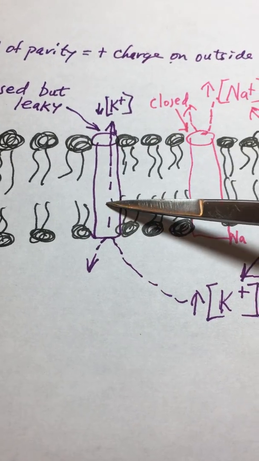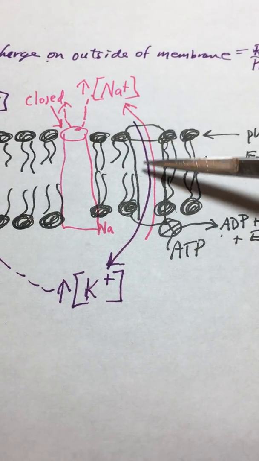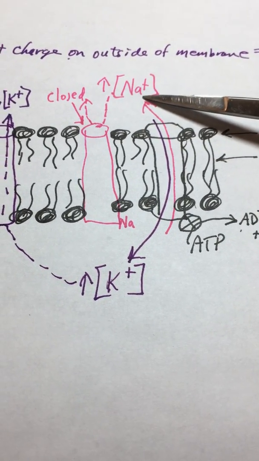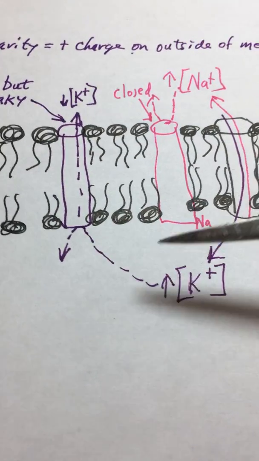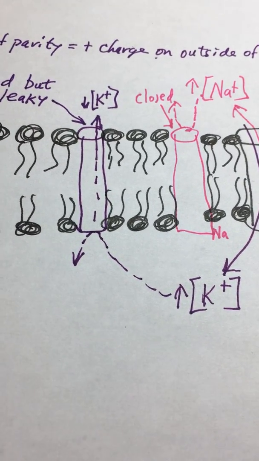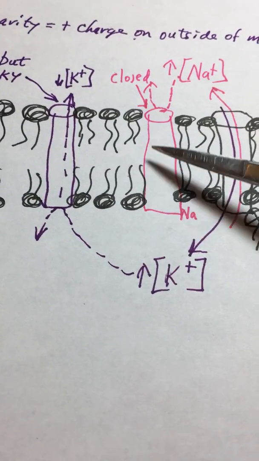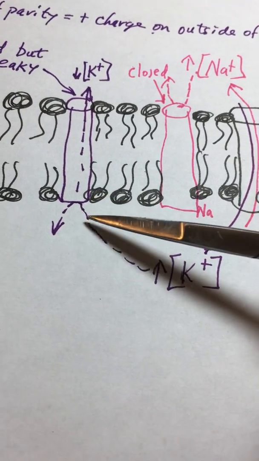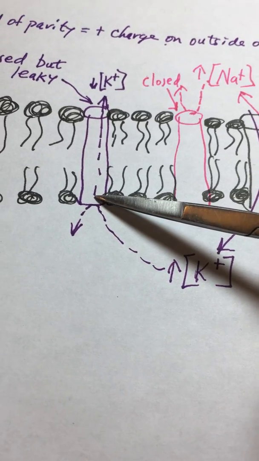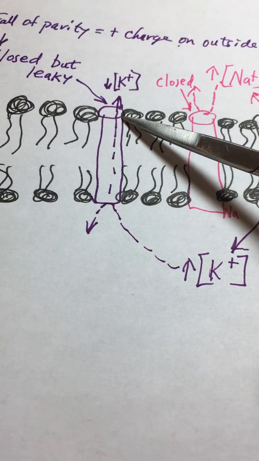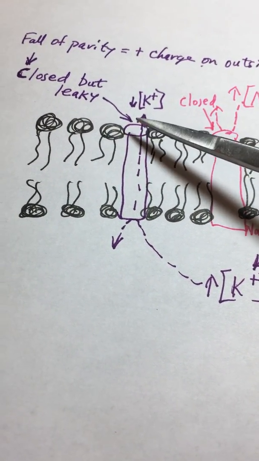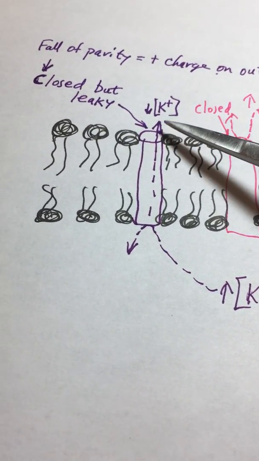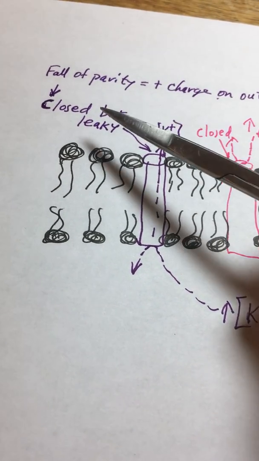Then we have a potassium channel. Basically, this exchange here happens with sodium and potassium. One positive ion out, one positive ion in. So we have rich interior cellular fluid with potassium. And the potassium channel is closed. In this case, however, there is a bit of leakage. And so it's closed but leaky. A little bit of potassium does flow out and contributes to the positive charge on the outside.